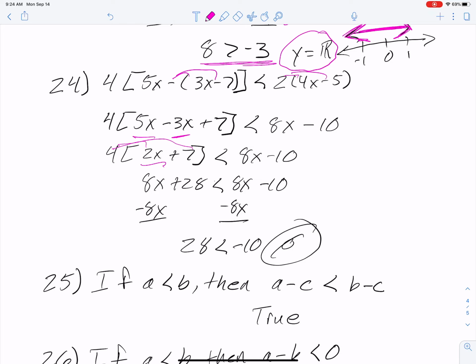I subtract 8x from both sides. And I end up with a statement that is false. 28 is never less than negative 10. So I have no solution.